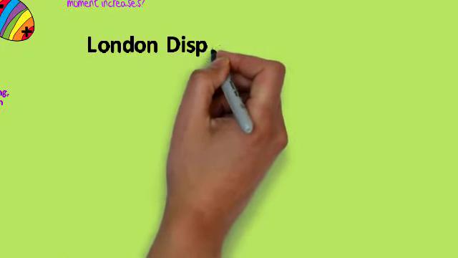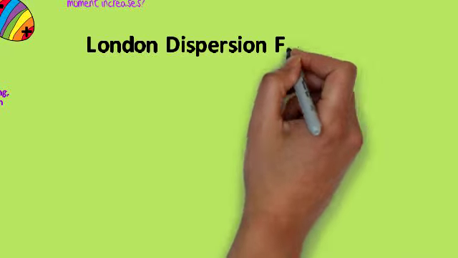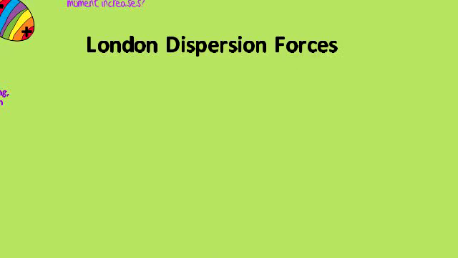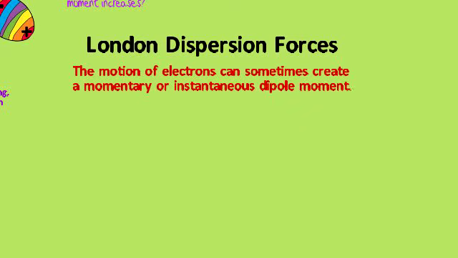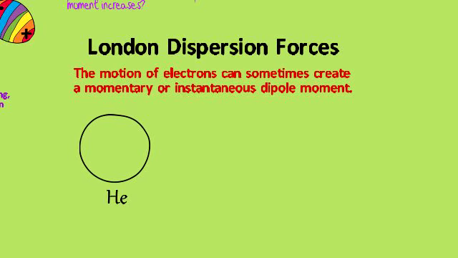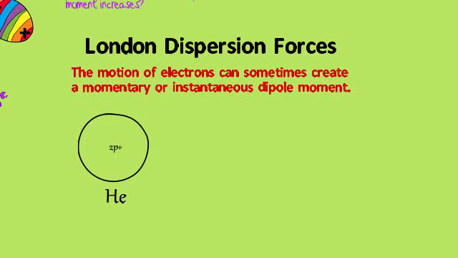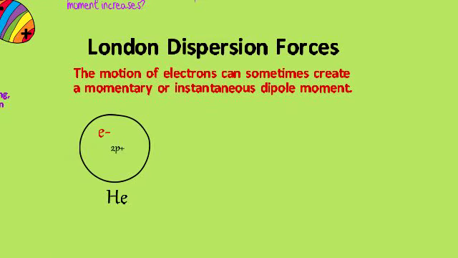The third kind is London dispersion forces. The motion of electrons in a neutral atom can sometimes create a momentary or instantaneous dipole moment. Just the movement of electrons. We're going to look at helium as the example. Has 2 protons in the center and 2 electrons floating around in its cloud.